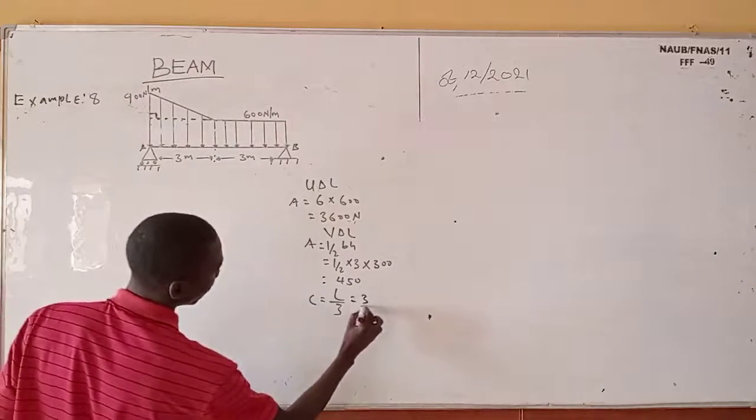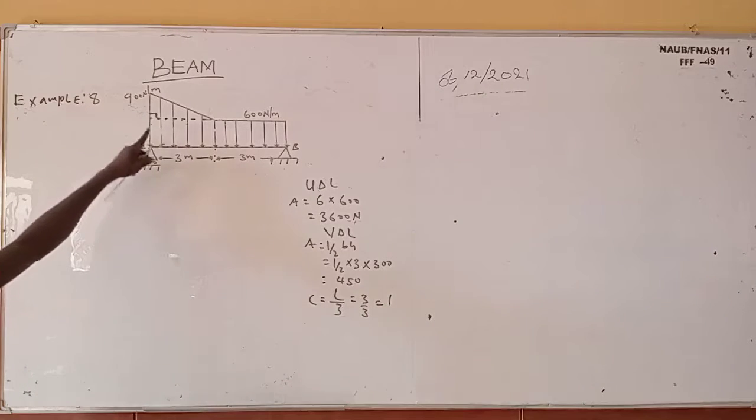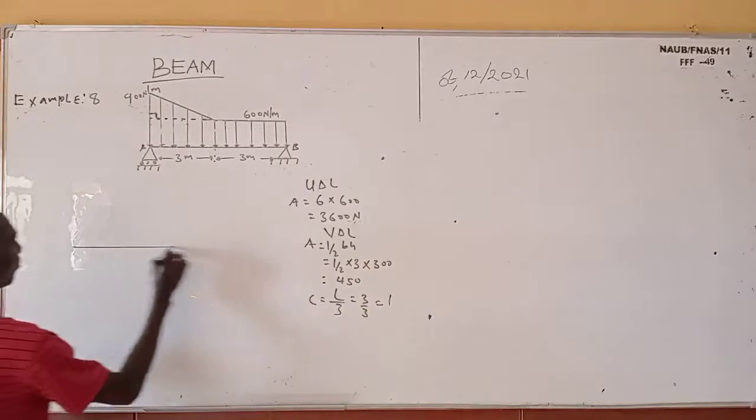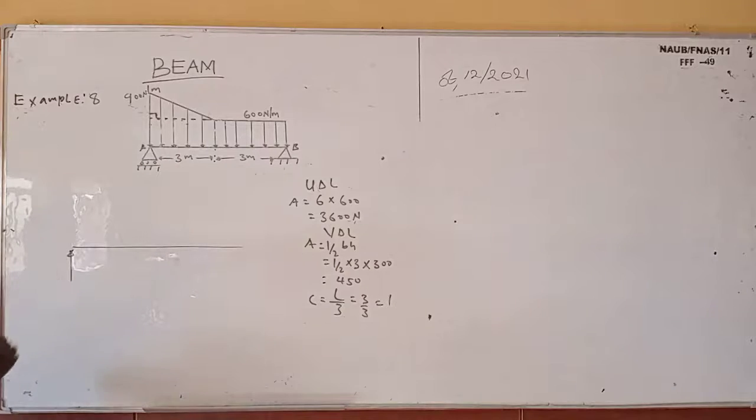So it's going to be 3 over 3, which is 1. It shows that it's going to cover 1 meter away from the 90 degrees. I hope you get that. So now, let's draw the free body diagram. And don't forget, this one is going to be what?